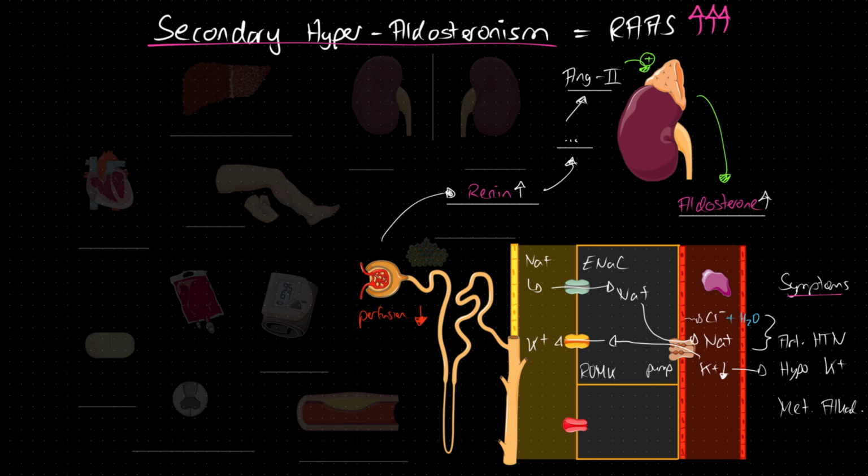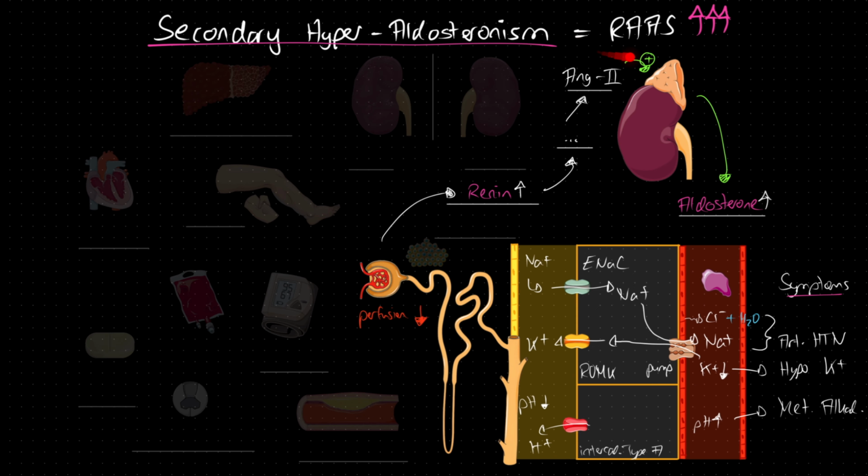Hypertension doesn't always occur, and secondary hyperaldosteronism is divided into hypertensive and normotensive forms. But more on that and why this is in just a moment. Additionally, in so-called intercalated type A cells in the distal nephron, the number of proton pumps is increased, making the urine more acidic and the blood more alkalotic in return. This explains why metabolic alkalosis may be present in this condition.